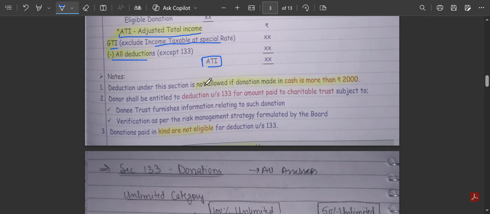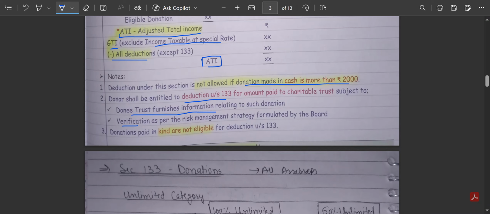And there are some notes that deduction is not allowed if donation is made in cash for more than rupees 2,000. And then there is this condition for deduction under section 133 for amount paid to charitable trust. It should furnish information of such donation, and there should be verification as per risk management strategy.